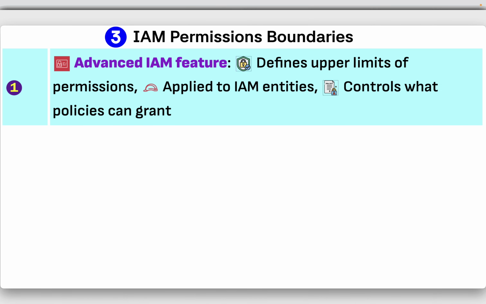Third type we are discussing is IAM permission boundaries. Permission boundaries are used to define the upper limit of permissions that can be granted by policies attached to an IAM entity.